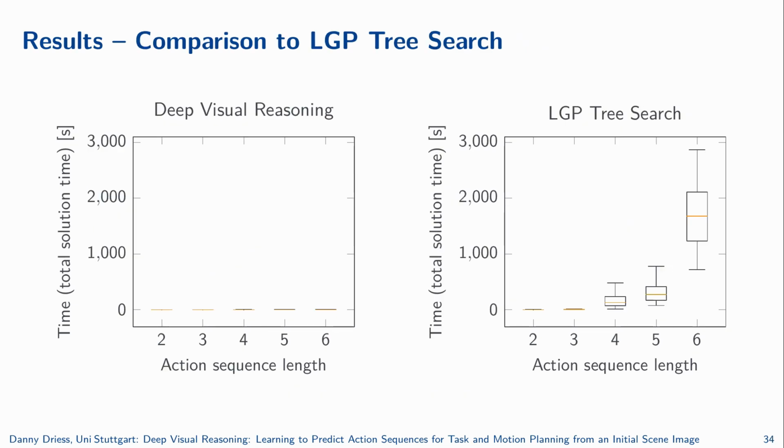If we compare that to LGP tree search, here shown on the right, one can see that this problem is actually hard for LGP, with solution times going into the thousands. For sequence length 4, with our network, it is 46 times faster, 100 times for length 5, and for length 6, even 700 times faster in median.